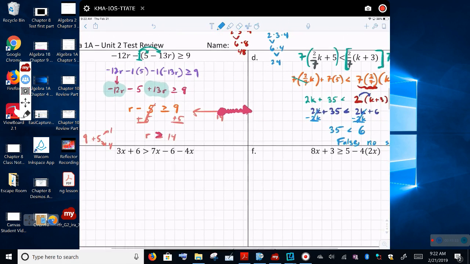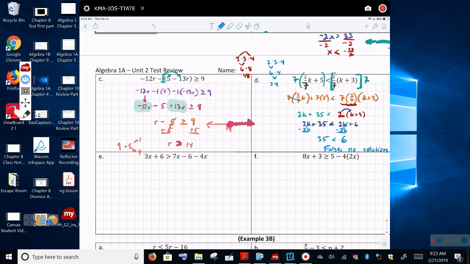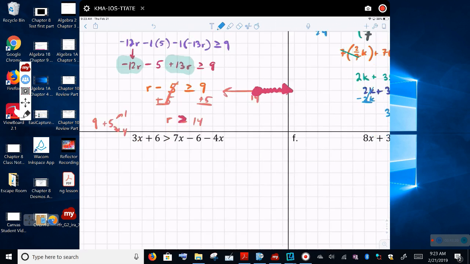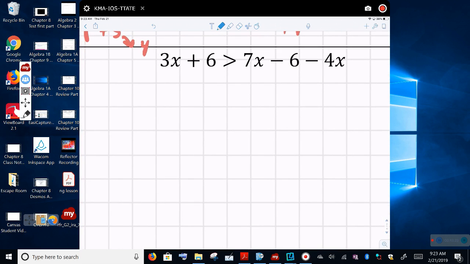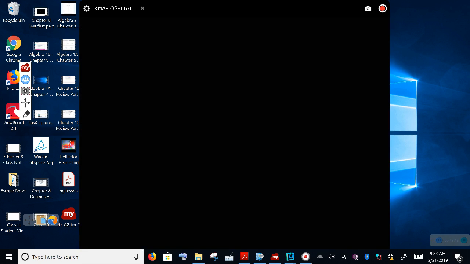Alright, so we've done some of the toughest ones, maybe the distributive and the fractions. E isn't too bad. I have to do a little bit of combining like terms. So on the right, I need to combine my 7x and my negative 4x. On the left, it's just 3x plus 6 greater than, what is 7x and negative 4x combined? Yeah, 3x.